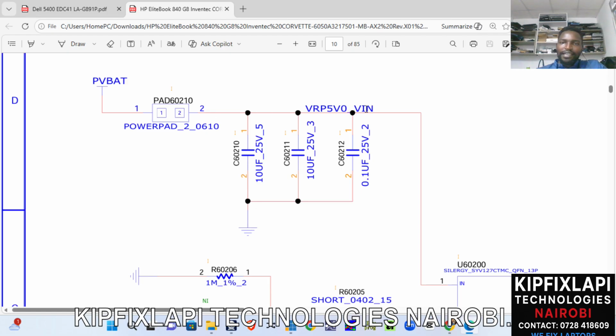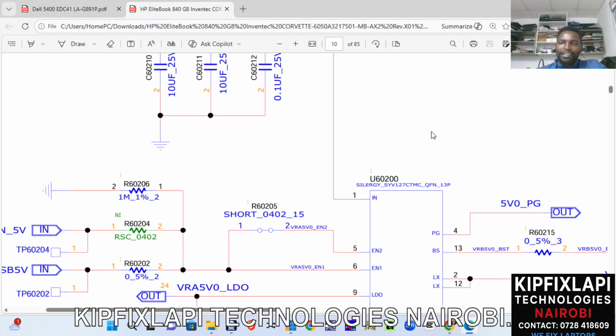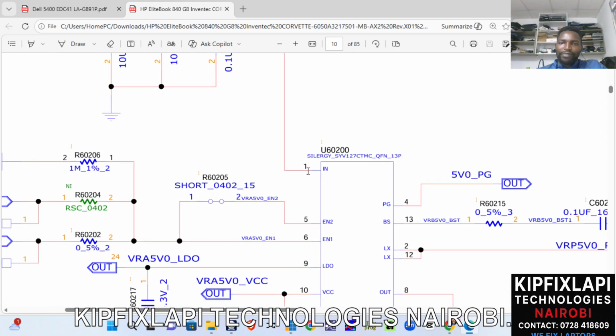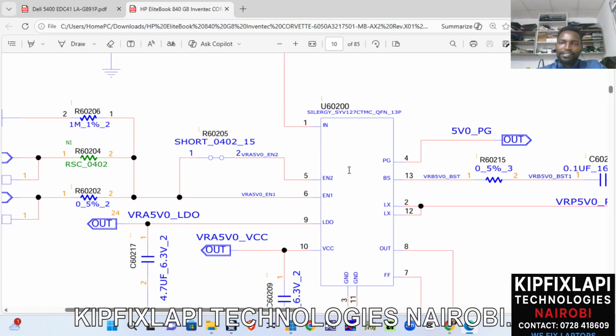So it comes that way. In fact, they have written VIN for voltage coming in. That voltage coming in then goes through pin number one. So pin number one for this IC is the input pin. Pin number one is the input pin. Then this is the VDD, the operating voltage for this chip.